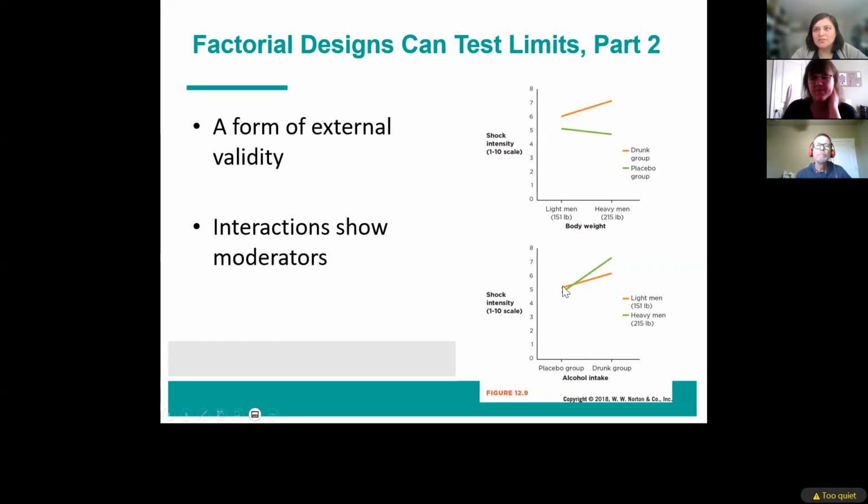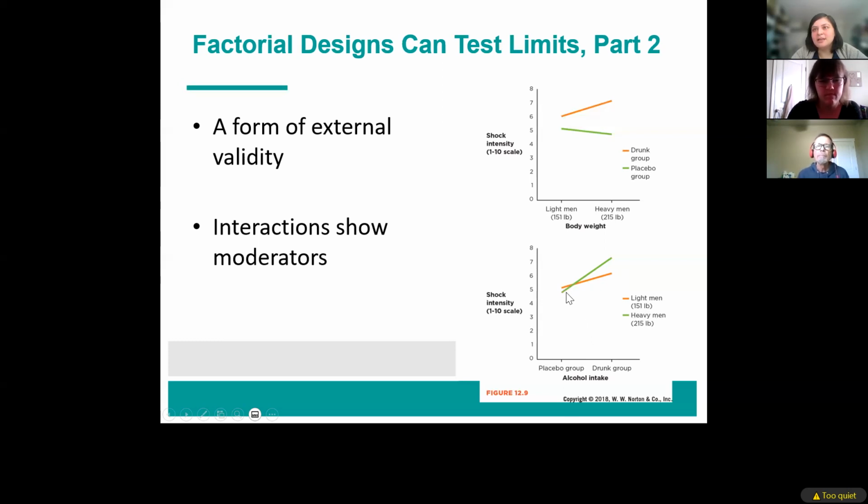So Haley, do you want to do the orange line or the green line? Sure. So within the light men group, the difference between the alcohol intake and the shock intensity varied a little bit. Within the drunk group, the light men, their shock intensity was a little higher than within the placebo group. That is very close. This is really hard. So what you would say is among light men, people in the drunk group had slightly elevated levels of shock intensity relative to people in the placebo group.